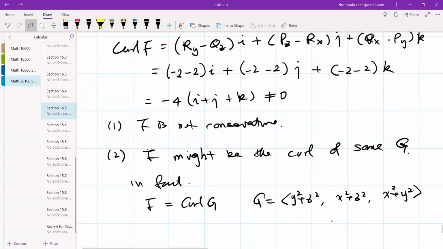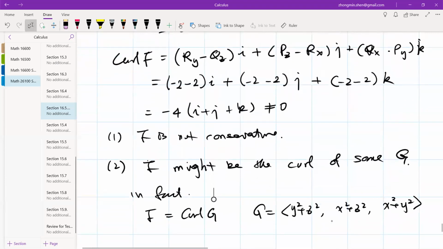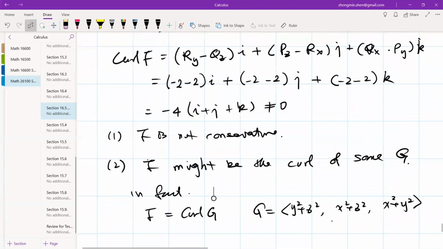But in general, it's almost impossible to find the G if the divergence of F is 0. It's hard to find such a G. There's no standard way to do that. All right, so we stop here and we continue our lesson on this in the next class.